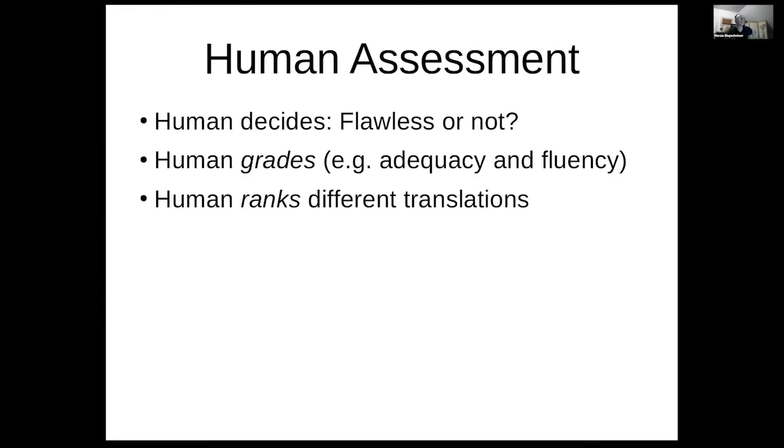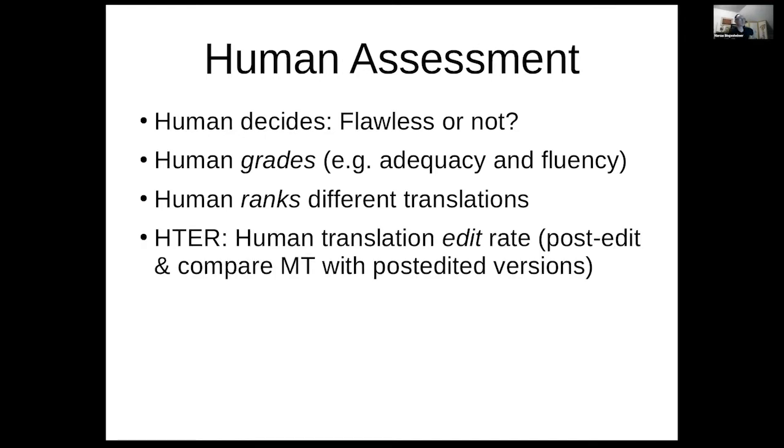Humans can also grade or rank machine translation output, and one very intelligent measure that is often used is the translation edit rate. So basically, there's a machine translation output. The human corrects that by post-editing. And then there is an automatic comparison between the machine translation and the post-edited version, and the one with the least editing steps wins. Okay, so different models can come up with a better result if we need fewer editing steps to debug those machine translation outputs, all right?